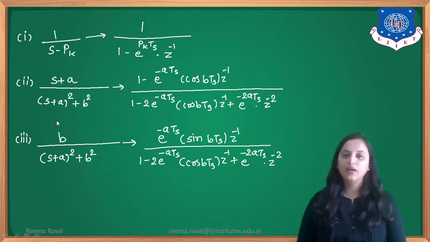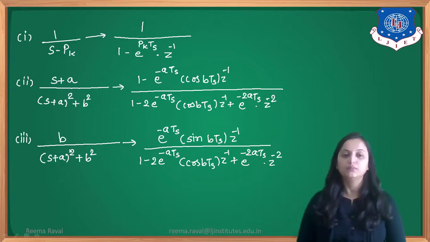If S plus A upon S plus A square plus B square is given, we will get H of Z transfer function using this, where the numerator part is 1 minus e raised to minus ATS into cos BTS into Z inverse divided by 1 minus 2 into e raised to minus ATS into cos BTS Z inverse plus e raised to minus 2ATS into Z raised to minus 2, where A and B are constant values given over here.